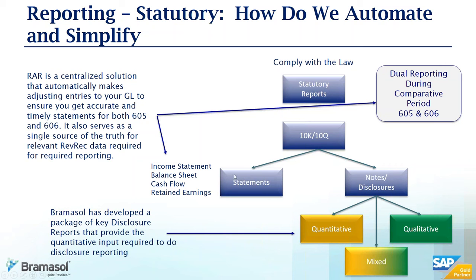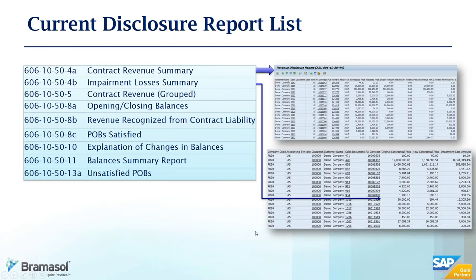And as part of that, you have to deliver both the statements. So RAR is the tool that allows you to make sure that your income statement, balance sheet, cash flow, and retained earnings statements are accurate with regard to both the 605 and 606 standards. And you can do dual reporting, and we have a couple of webinars you can check out on dual reporting. But in addition to that, once you've made these statements, you must make notes and disclosures. And those notes and disclosures are both quantitative and qualitative.